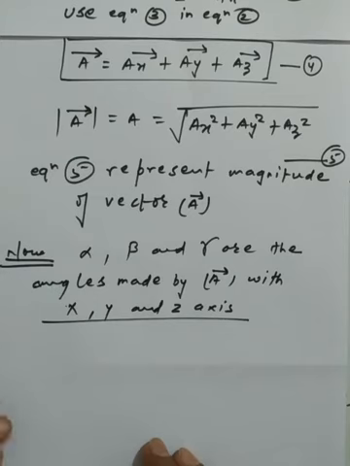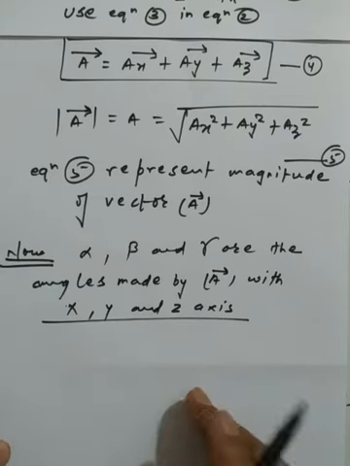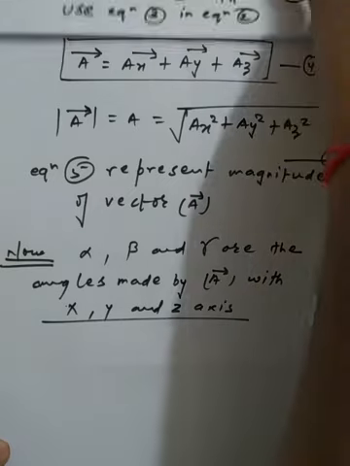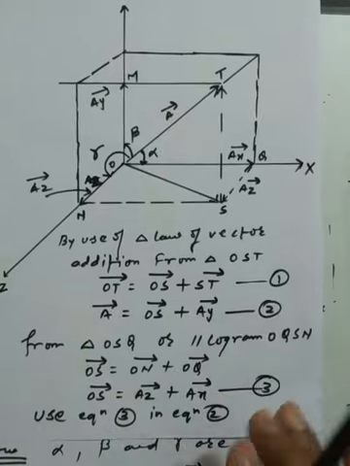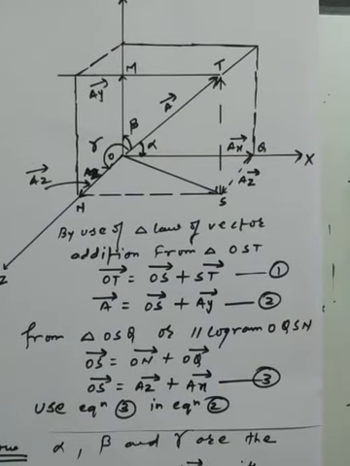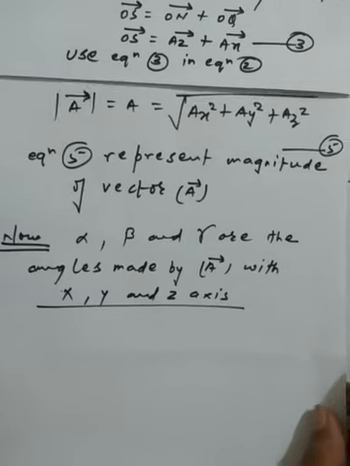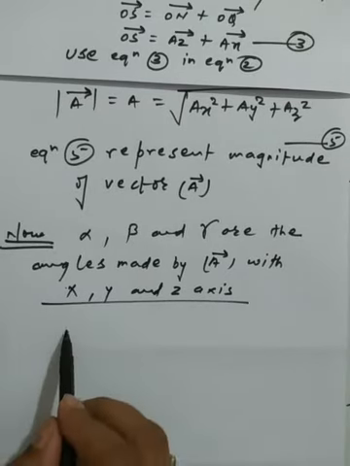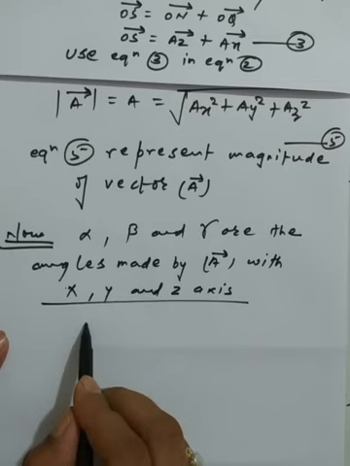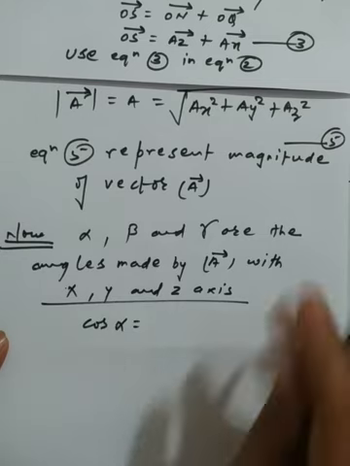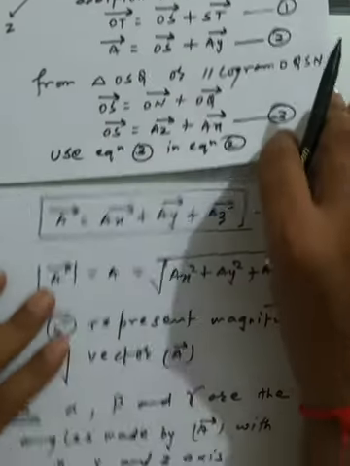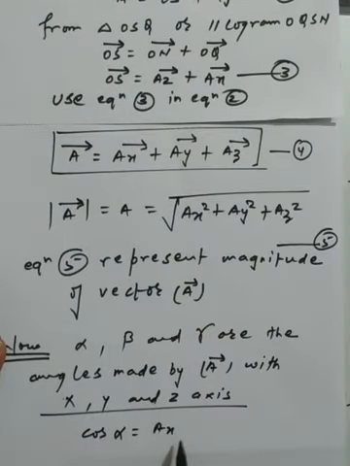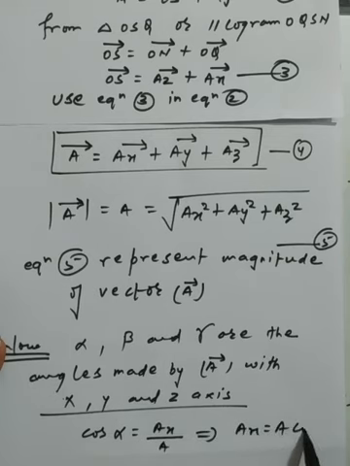Now what about the cosine of the angles? Alpha, beta and gamma are the angles made by the vector A with the x, y and z axis. So one relation we will discuss, and the same we will repeat in another manner. Cos alpha means base upon hypotenuse, so cos alpha is equal to AX upon A. This gives the meaning that AX is equal to A cos alpha.